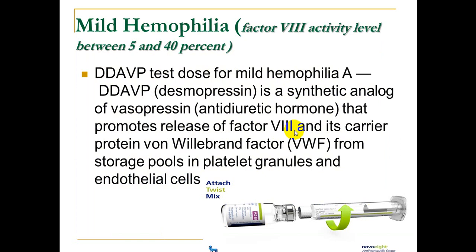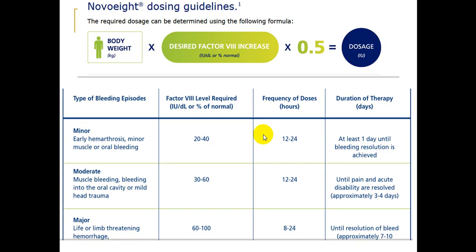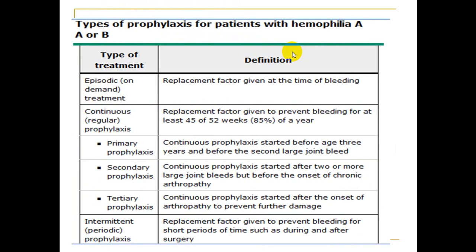Desmopressin increases the synthesis of von Willebrand factor, which is a carrier for factor 8, and so can increase factor 8 level. How do you calculate the required dose of factor 8? It depends on this formula: body weight multiplied by the desired factor 8 increase, how much the percentage, depending on whether it is minor, moderate, or severe, 20, 30, 60, multiplied by 0.5. This is the dosage of factor 8 that should be infused.